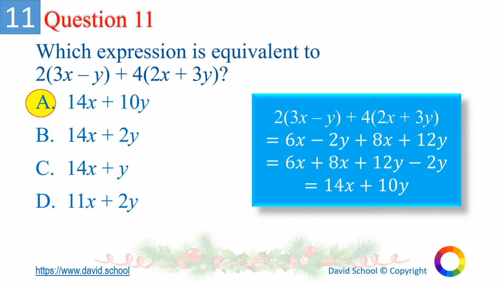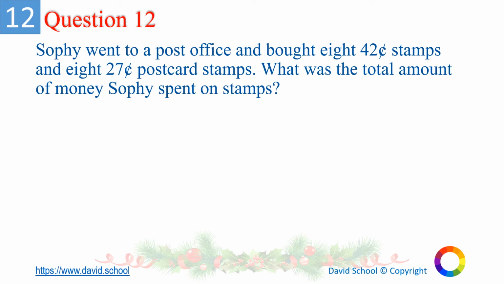We see an application. Sophie went to the post office and bought 8 42-cent stamps and 8 27-cent postcard stamps. What was the total amount of money Sophie spent on stamps? Since the prices of stamps and postcard stamps are given in cents, we change them into dollars. 42 cents is $0.42. 27 cents is equal to $0.27.